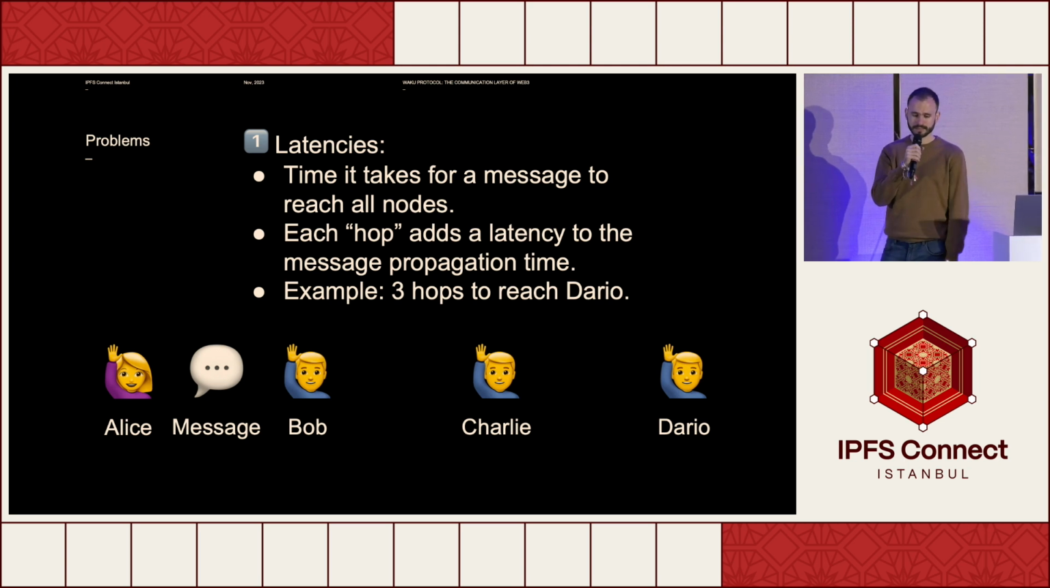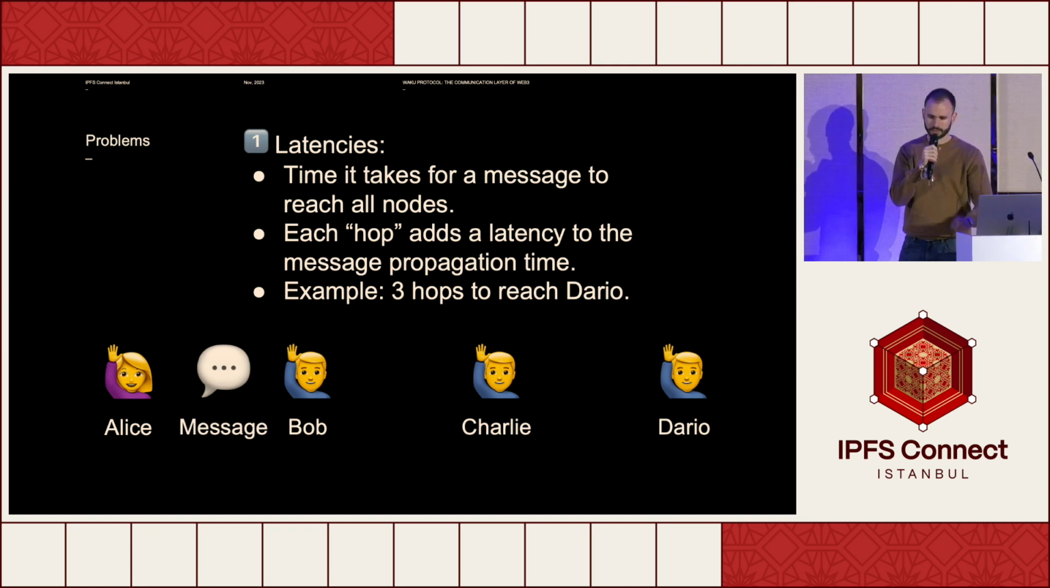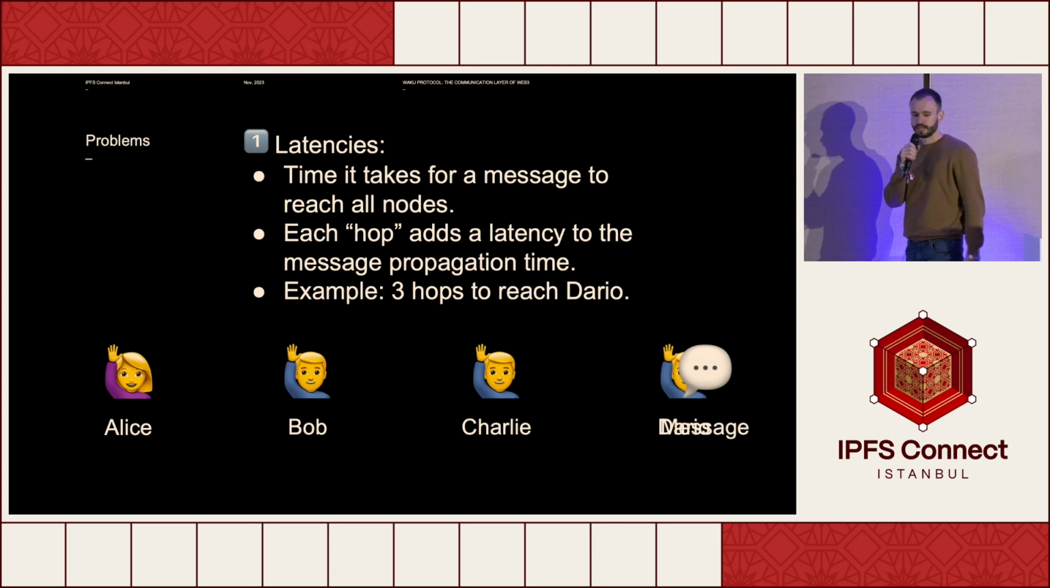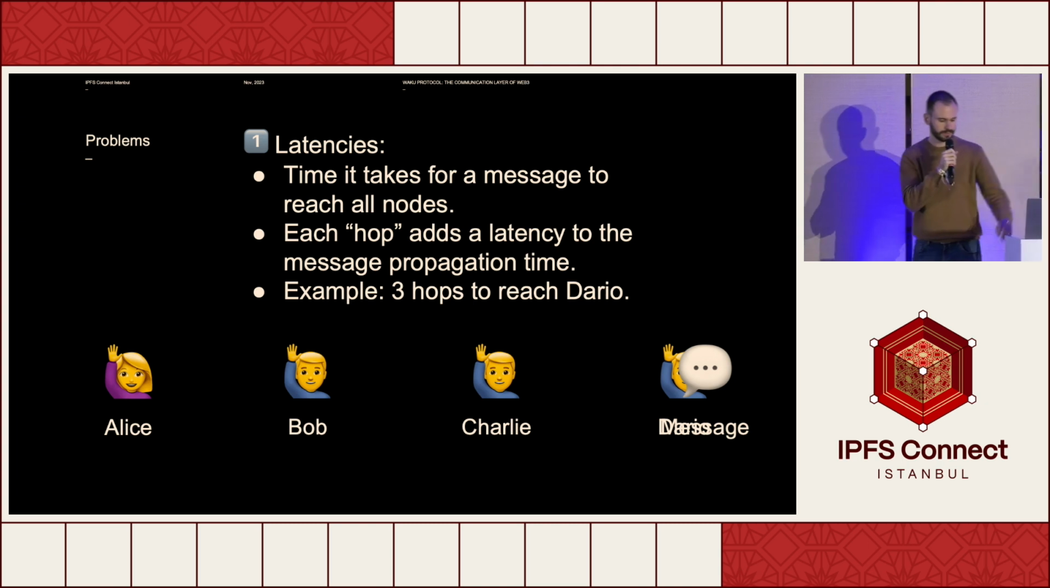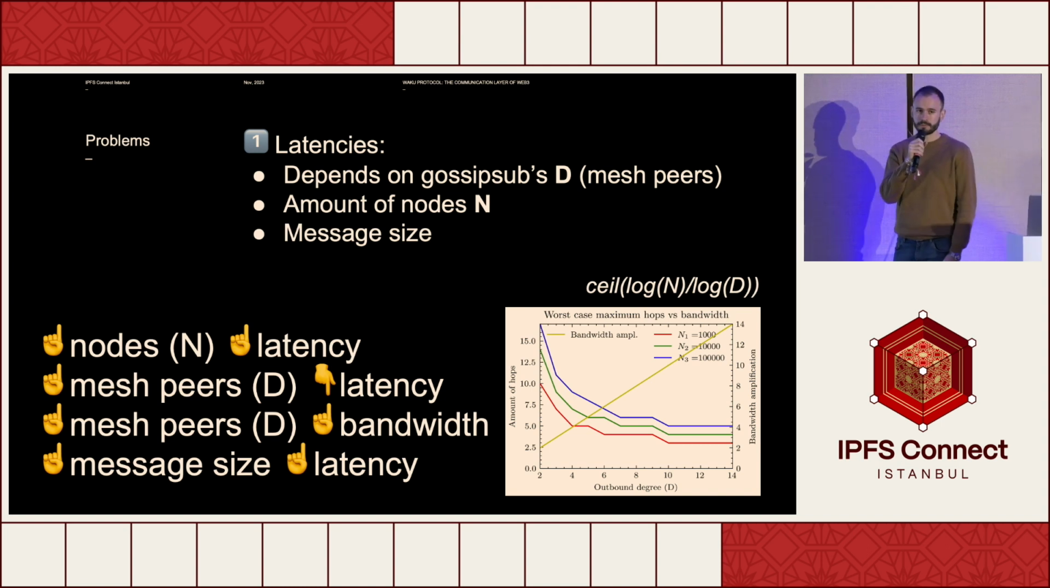First of all, latency. As you can see here, we have Alice, Bob, Charlie, and Dario again. If Alice sends a message to Dario and it passes through Bob and Charlie, this message has three hops, right? Each of these hops adds a small latency to the message propagation. The latency that Bob will see is going to be lower because Bob is closer to Alice. If any of you know GossipSub by libp2p, the latency can be improved by the so-called D parameter. But the latency also depends on the number of nodes in the network. The more nodes in the network, the more latency that you will have.